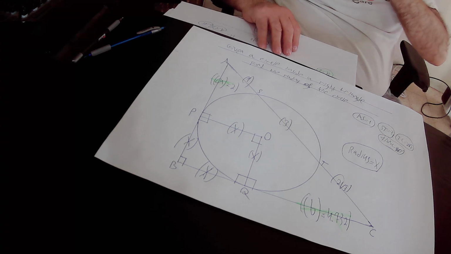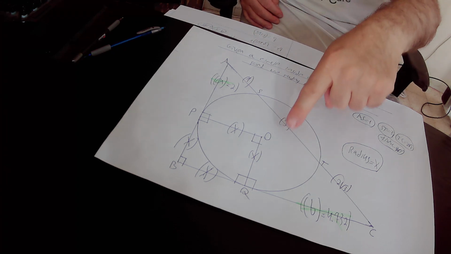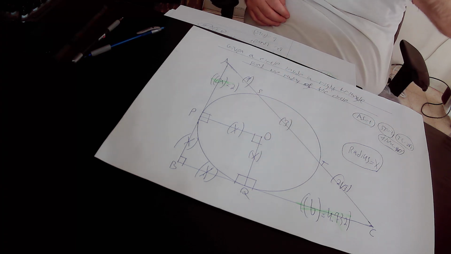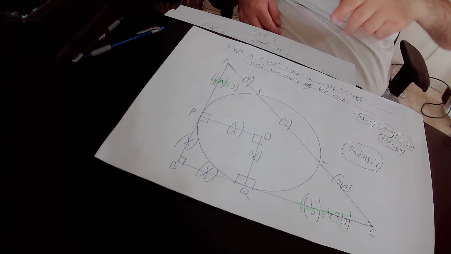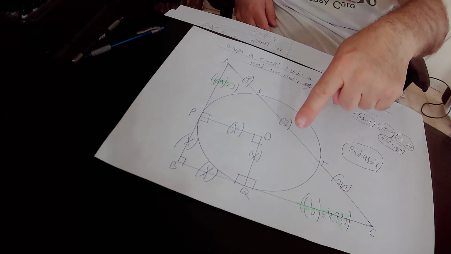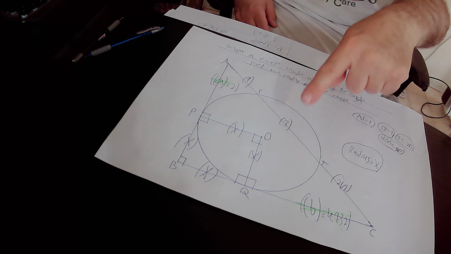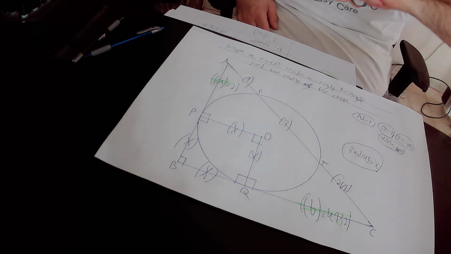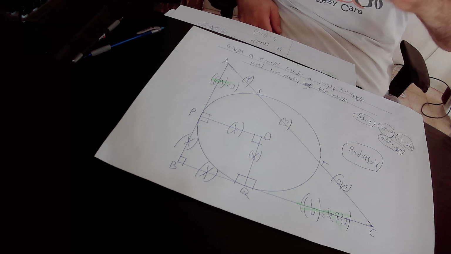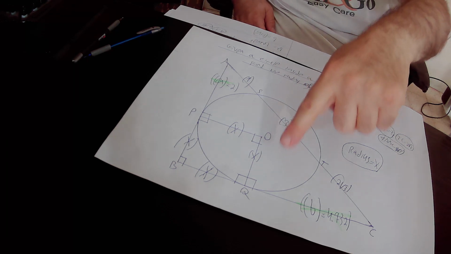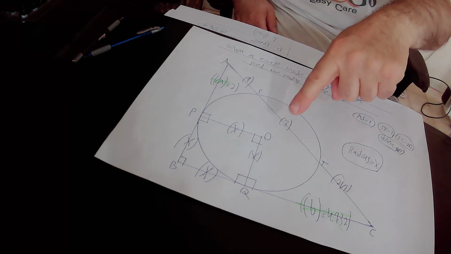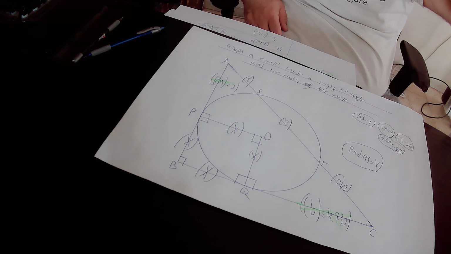In the next step, we join points O and Q together by a straight line. What is the definition of line segment OQ? Line segment OQ starts from point O, that is the center of the circle, and then at point Q, that is the point of the circle itself. So this is exactly the definition of a radius. Therefore, OQ is the radius of this circle, that is equal to x according to our definition.